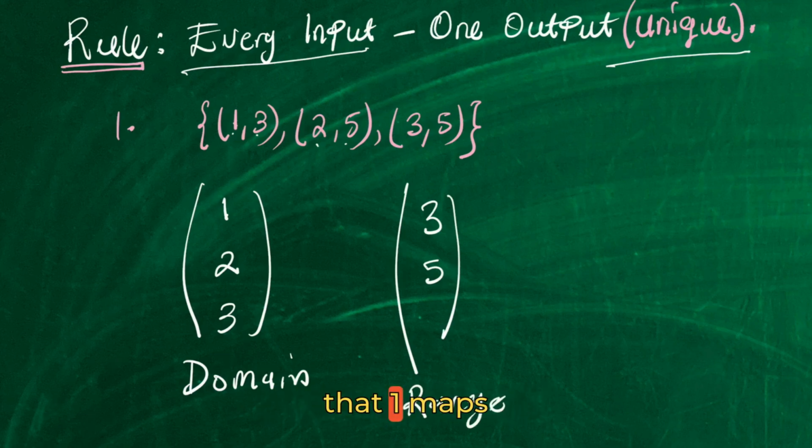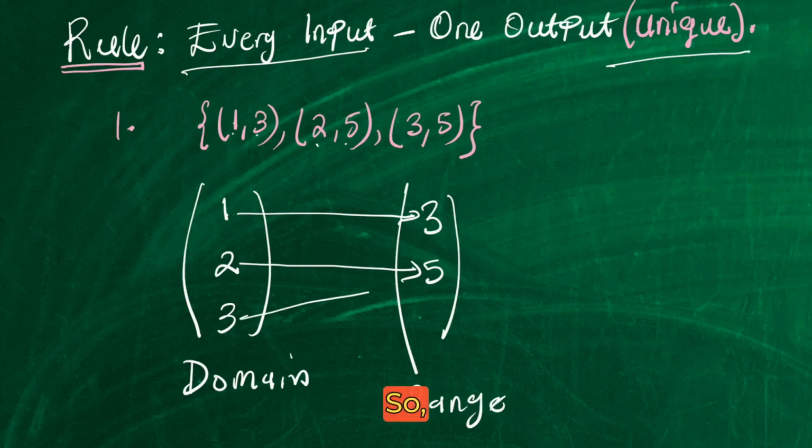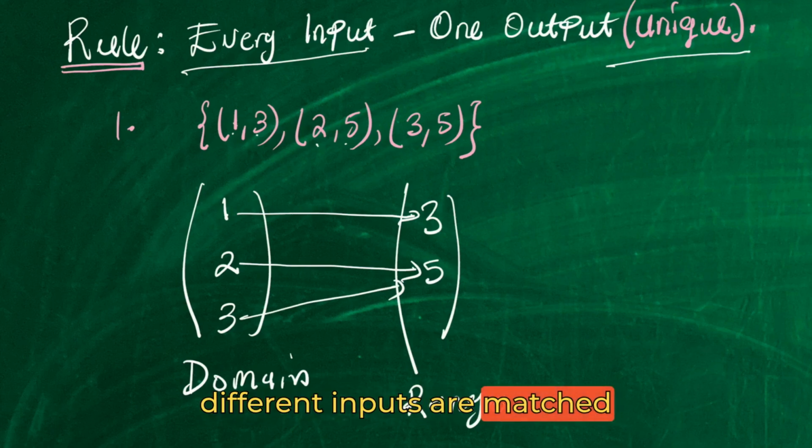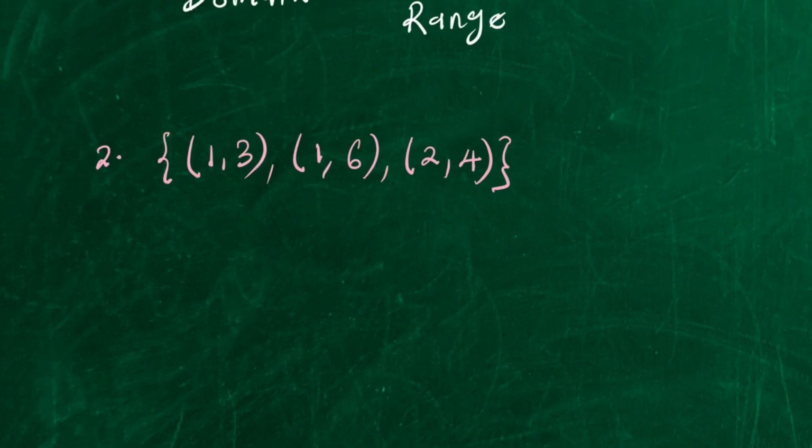So you can see that 1 maps to 3, right? 1 produces 3. Then 2 produces 5, and 3 produces 5. So it doesn't matter whether different inputs are matched to the same output. What matters is one input should only have one output.